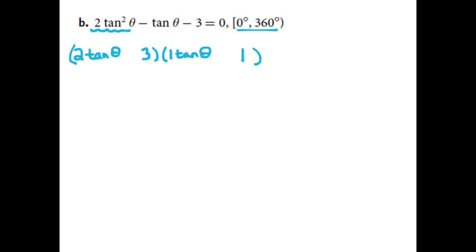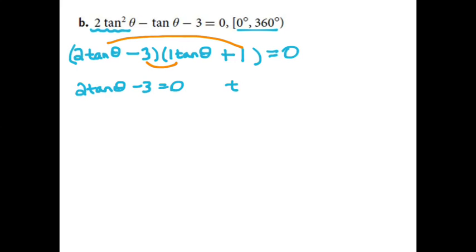So if I look at my 2 products that would give me my middle term, here I have 2 tangent theta. This is going to give me 3 tangent theta. So I want negative 3 tangent theta and positive 2 tangent theta. And this is still equal to 0. So 2 tangent theta minus 3 equals 0, tangent theta plus 1 equals 0.